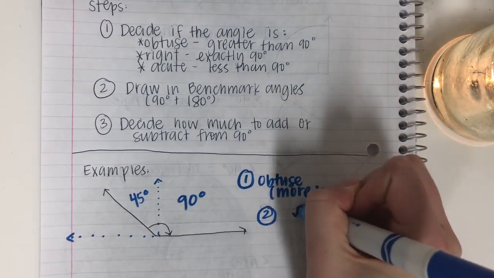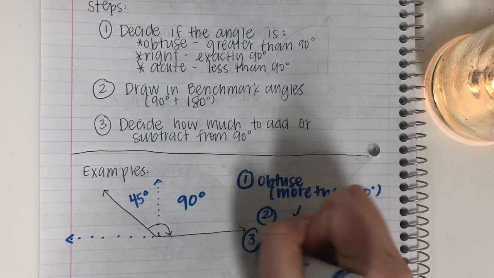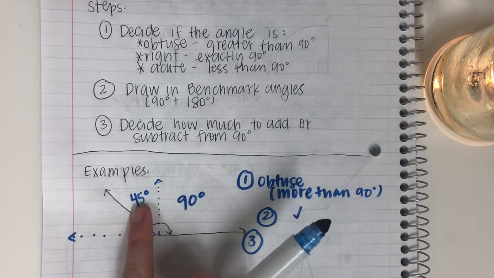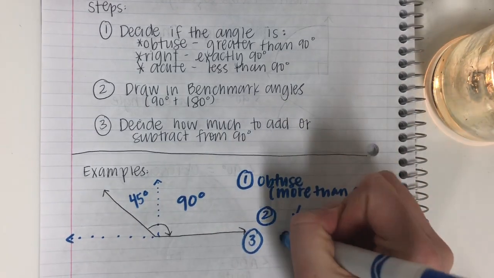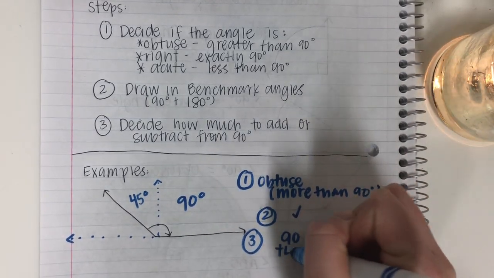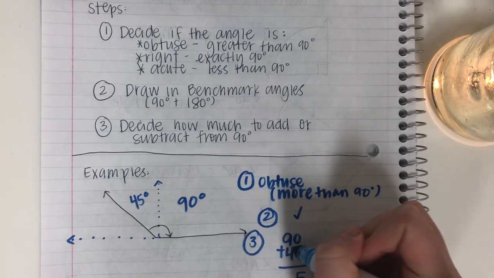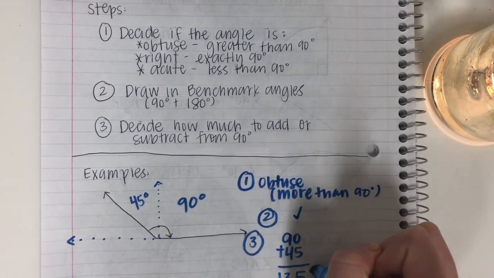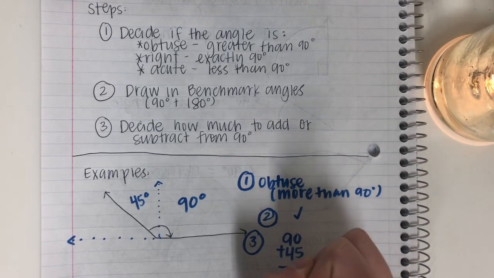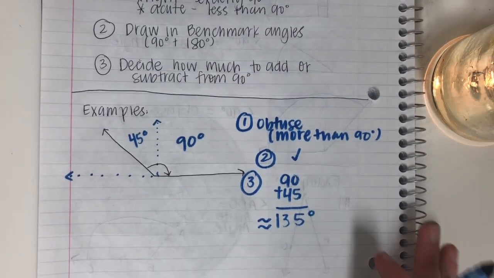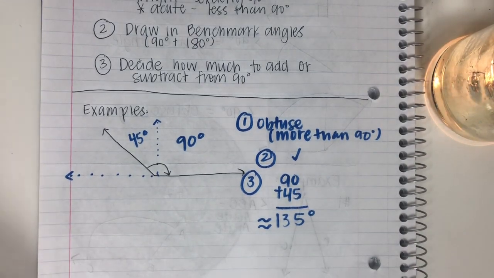Okay, so I did that. Now step 3 is to either add or subtract from 90. I have to add because it's bigger than 90. So I'm going to add 90 plus 45, and that is going to give me 135. So it's approximately, this is my approximate sign, approximately 135 degrees. Okay, let's look at another one.